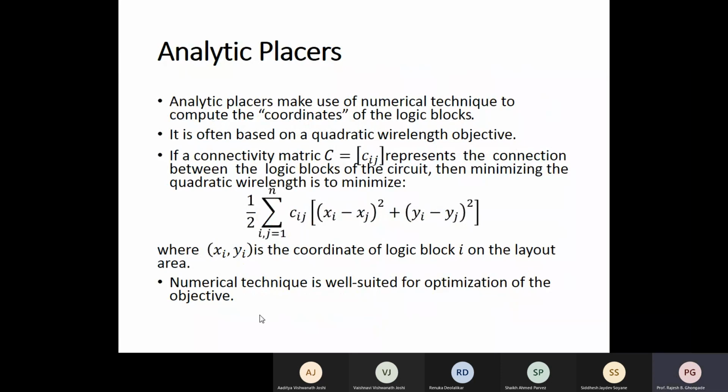Now these make use of numerical techniques to compute the coordinates. It is often based on what is called a quadratic wire length objective. So again, there is an objective, and if the connectivity matrix C, which is the Cij, represents the connection between logic blocks of the circuit, then whatever you see here is the cost function. So you have to minimize this cost function, where xi, yi is the coordinate of the logic block i in the layout area. Again, you can use a lot of numerical techniques which are well suited for this kind of minimization. These are called analytic placers.